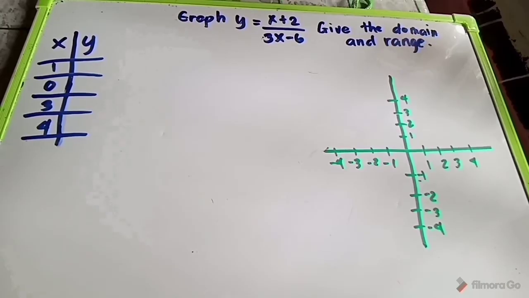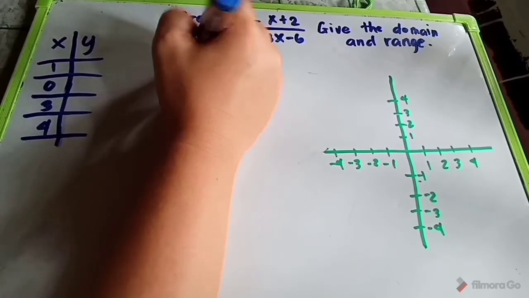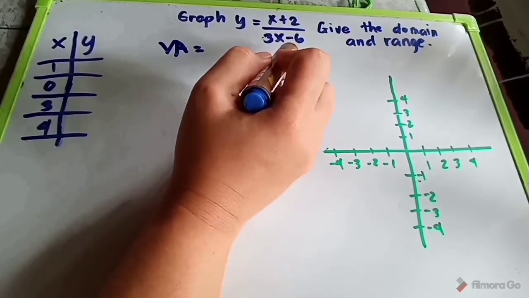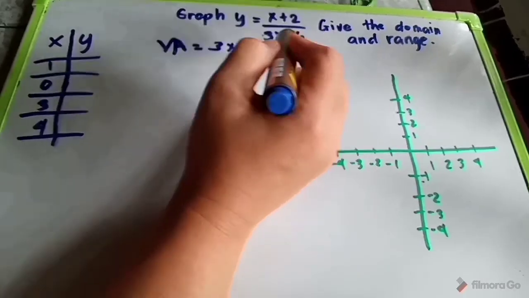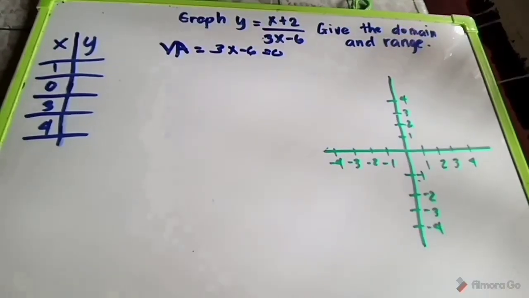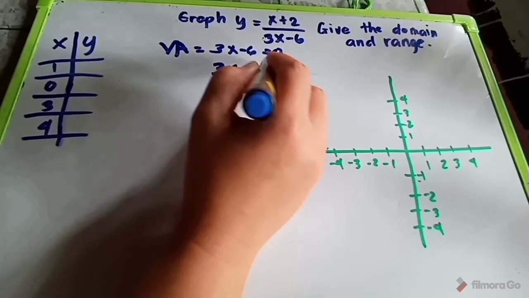First, we need to find the vertical asymptote. So our given y is equal to x plus 2 divided by 3x minus 6. The vertical asymptote first. So our vertical asymptote should be on the point where 3x minus 6 is equal to 0. Right? So 3x minus 6.